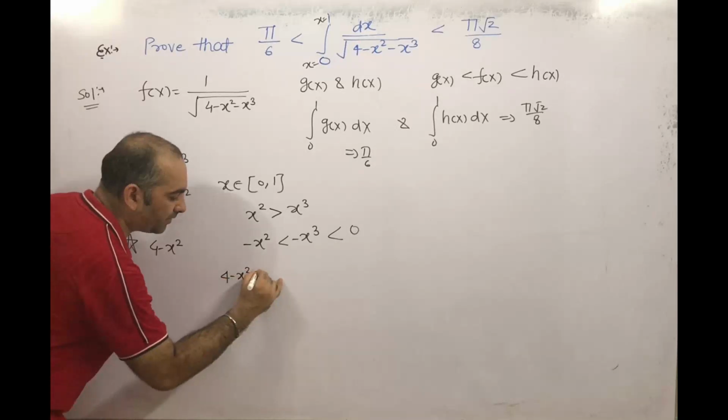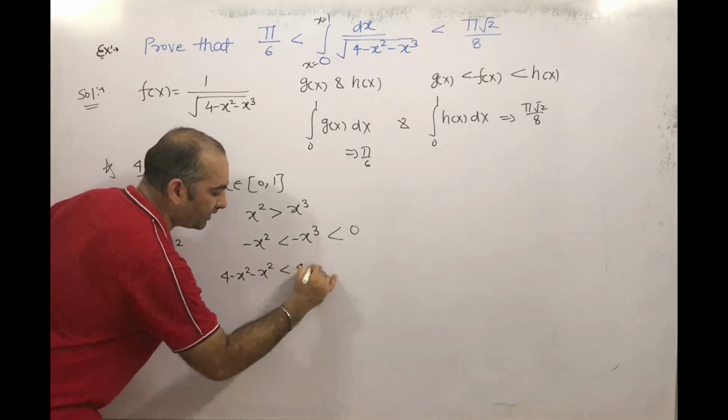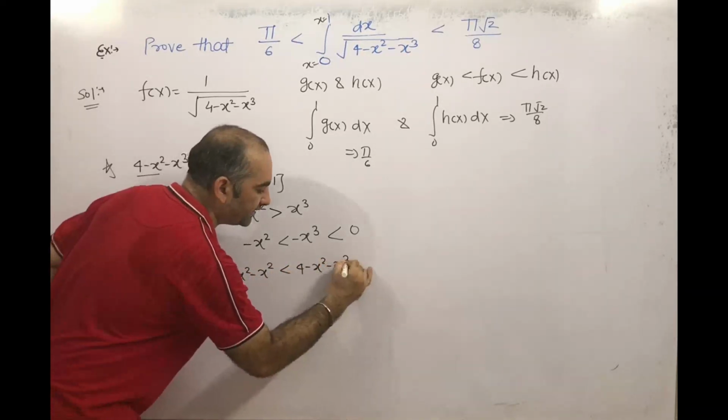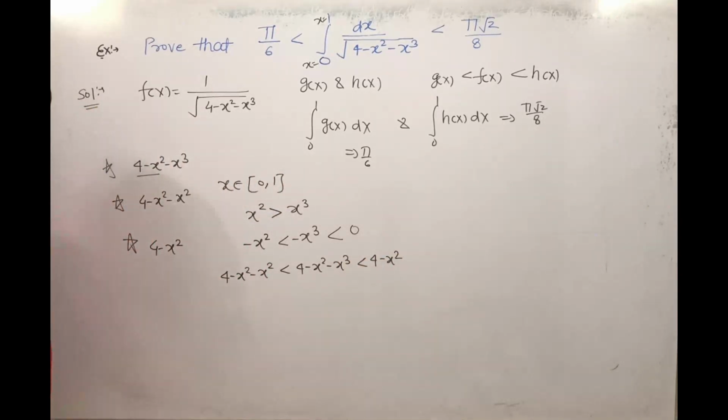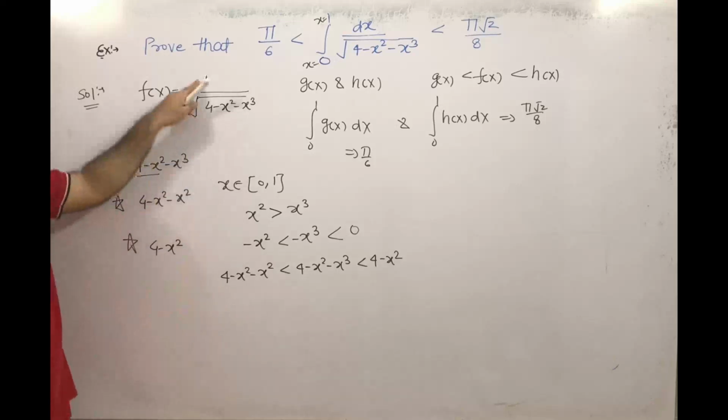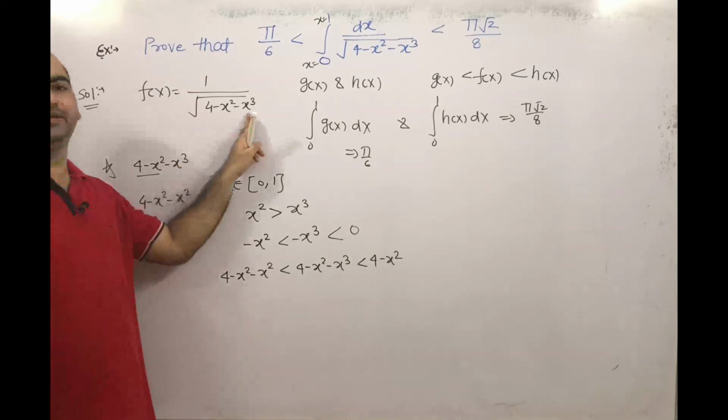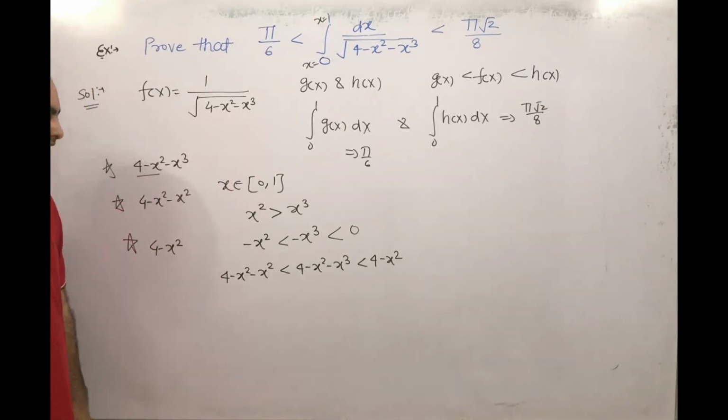4 minus x square minus x square is less than 4 minus x square minus x cube is less than 4 minus x square. This will come. Okay. Now what you will do? We want 1 by root of 4 minus x square minus x cube. Okay. Then what you will do here? Here we can take square root.